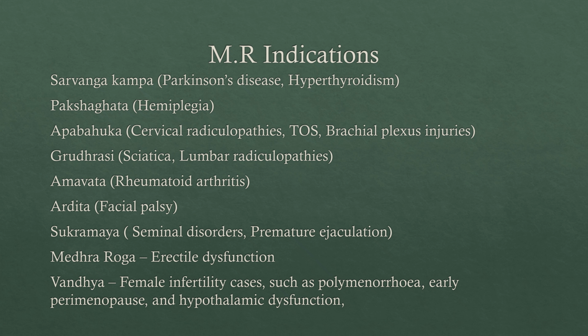And Vandhya, in female infertility cases such as polymenorrhea, frequent menstruations within a time period, or early perimenopause, which is occurring in some adult population, or hypothalamic dysfunctions. All these are related to Vandhya along with Vata aggravation. So we can see these kinds of diseases where there is Vata aggravation and there will be associated Kapha also. We can indicate the specific Kashaya.